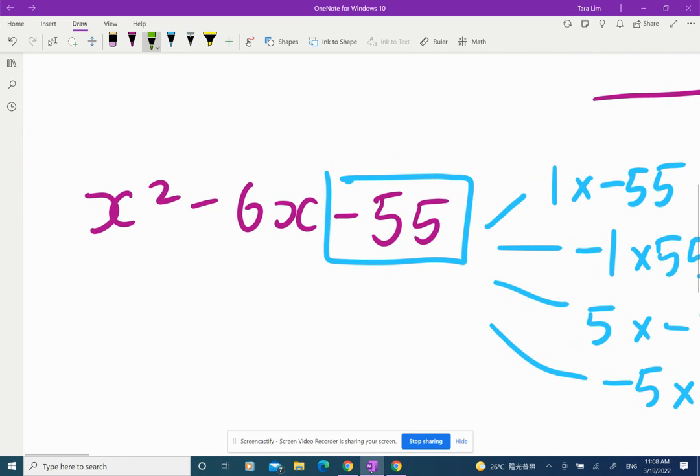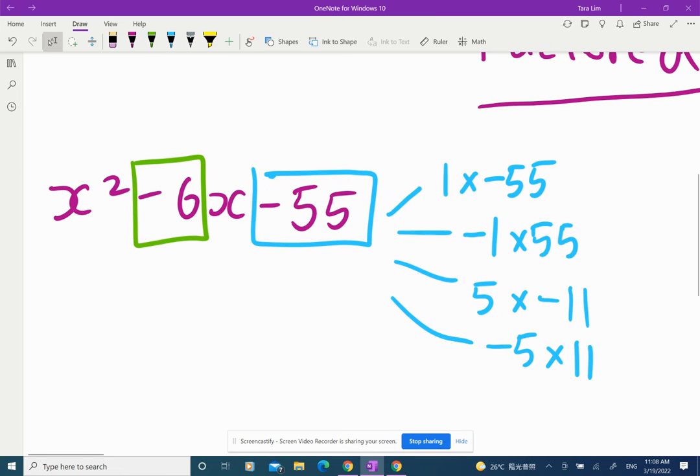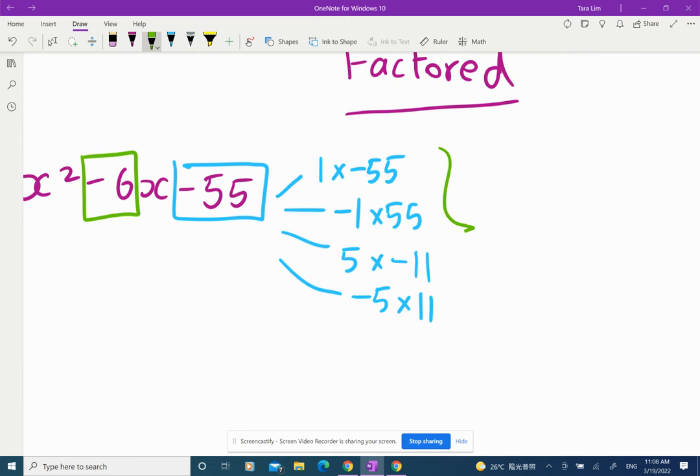Now, moving on, I want to only focus on negative 6. So instead of finding the products, from the four possibilities here, we need to find the numbers that, when added together, equal negative 6.